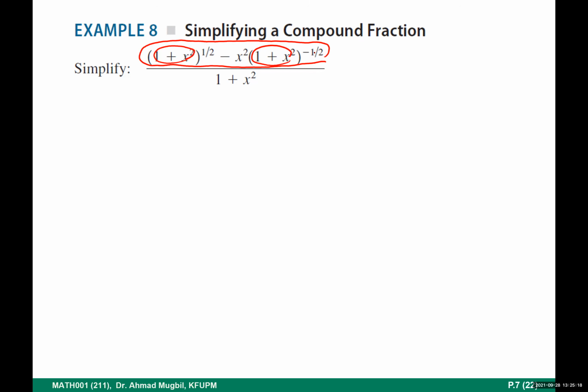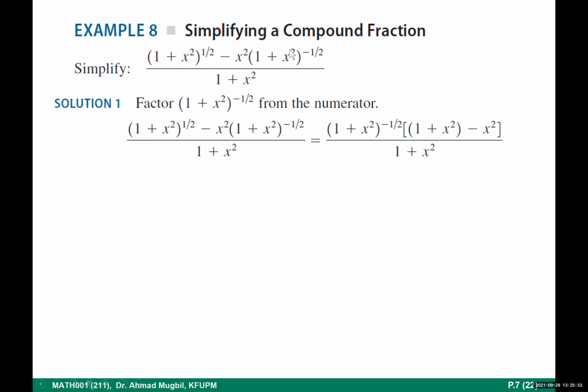Here it is to the power half, here it is to the power negative half. So we have a common factor here. What is the common factor? 1 plus x squared. We have a power half and a power negative half. We will take the smallest exponent. So we will take the LCD to be 1 plus x squared all to the power negative half. This is the common factor, the GCF, the greatest common factor. Now we will factor it out.